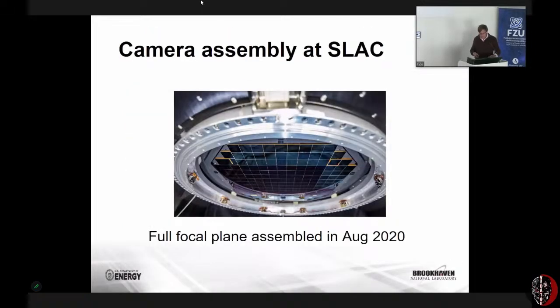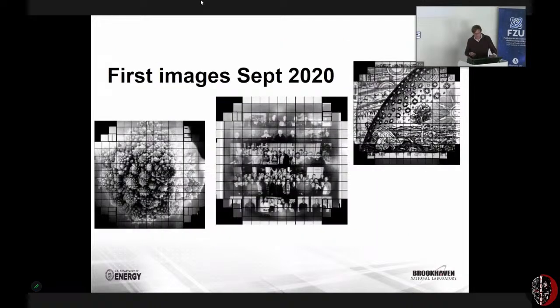So this is the full focal plane, which was assembled in August 2020, and some images were taken with this, including the Vera Rubin image that I showed before.